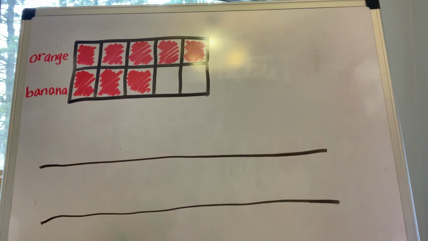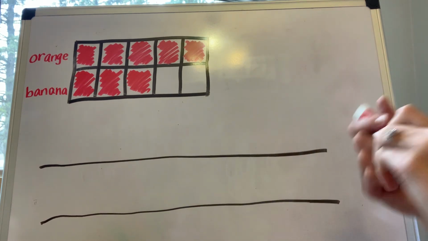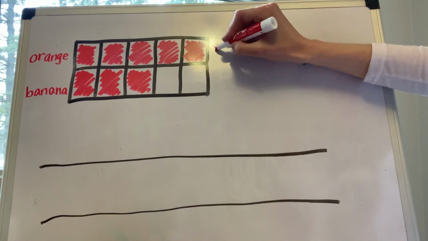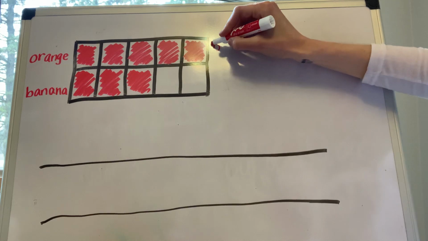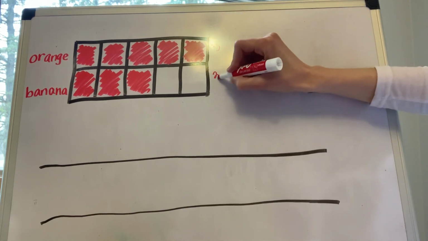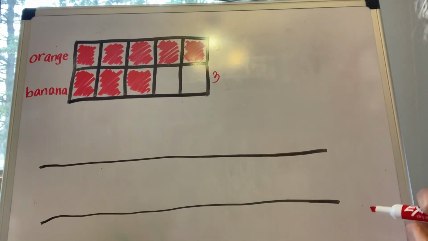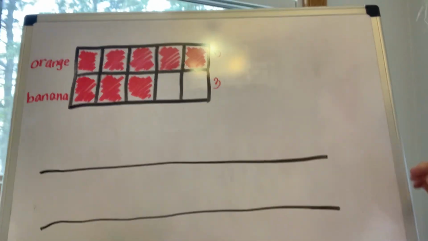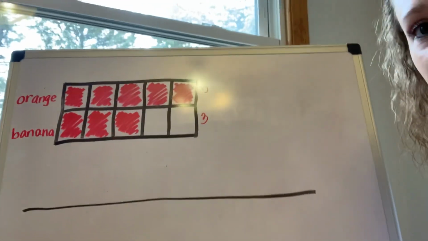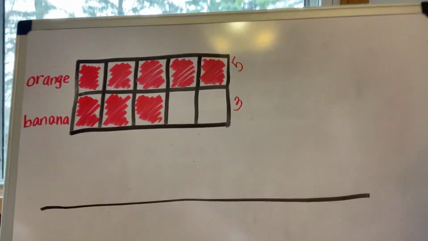So if I look at my graph, 5 people liked bananas. I'm sorry, liked oranges. And 3 people liked bananas. Oh, there's a little glare. You can't see that. I did write the 5.